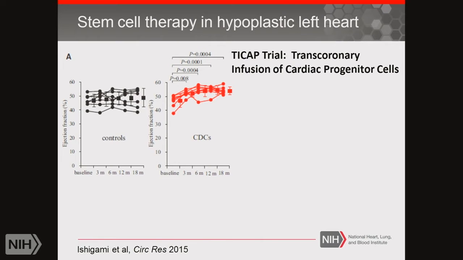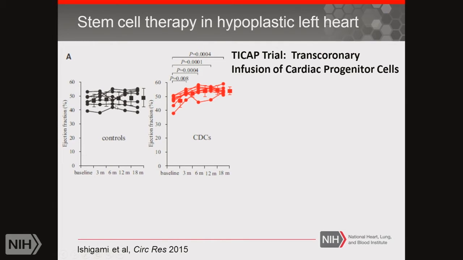But another potential use of stem cell therapy is in children with hypoplastic left heart syndrome. So this is really the first trial of stem cell therapy. This was delivered by a coronary artery catheter infusion of cardiac progenitor cells. Seven children with hypoplastic left heart syndrome were undergoing their second or third phase of surgery. At the time of surgery, cells were harvested from cardiac tissue. They were grown up, and about 30 days after the surgery, they were infused. And there were 7 control children.